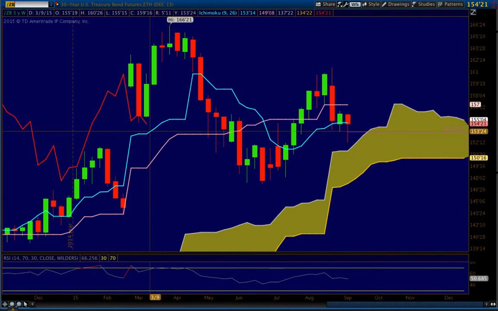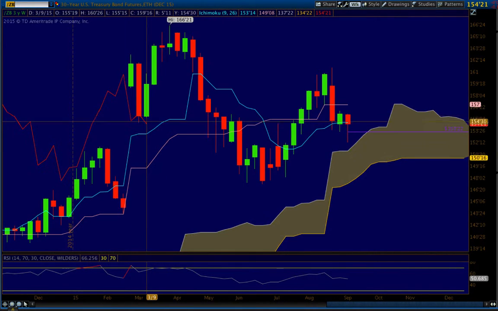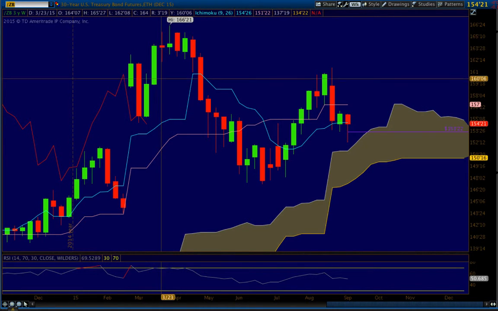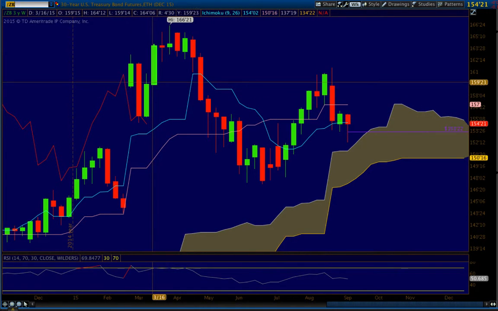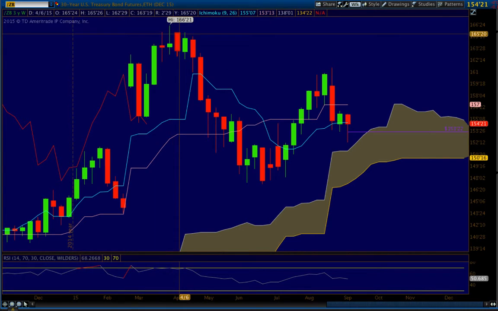So if we do go lower, the Chikou could come down and test the Tenkan-sen and then bounce back up and try to make a move higher. And it will have lots of room. It'll have all the way up to 159.22 if it wants to go higher next week, and then even higher the weeks after that.